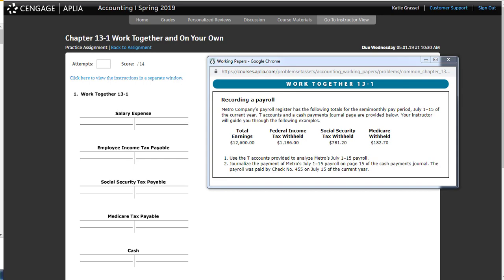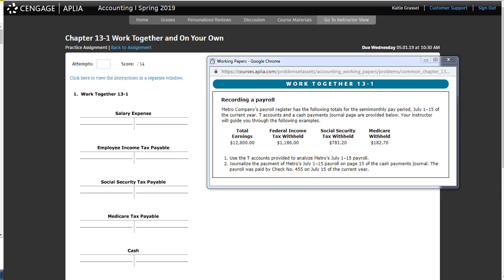So, one of the things I don't like about this assignment, the work together and on your own, is they don't actually show you a payroll register and where the numbers came from. So when we look at this box of directions, I don't want anyone typing. Okay? So right here we have the Metro Company payroll register has the following information.